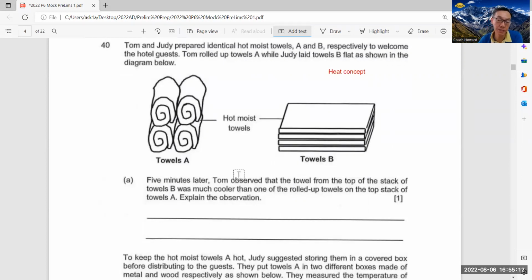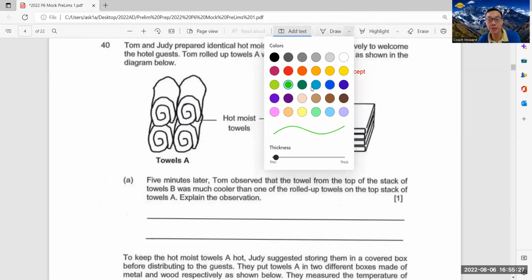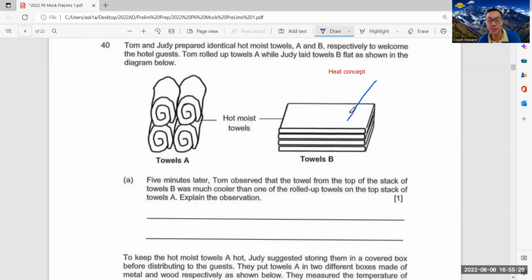5 minutes later, Tom observed that the towel from the top stack of A was much cooler than one of the roll-up towels at the top stack of B. So B is cooler. This part I said wrongly. This stack here is cooler than this stack here. So this one you need to explain in terms of exposed surface area, the keyword. Okay, exposed surface area. So how will you answer?